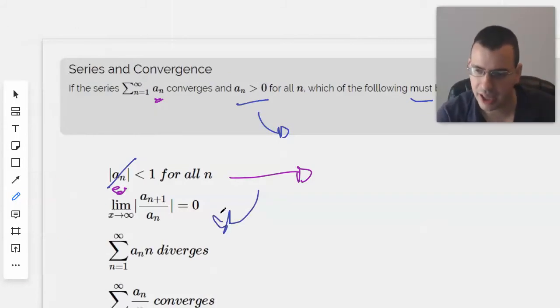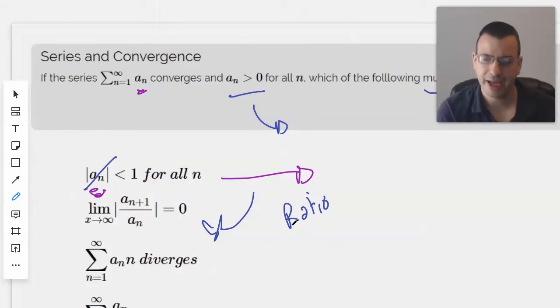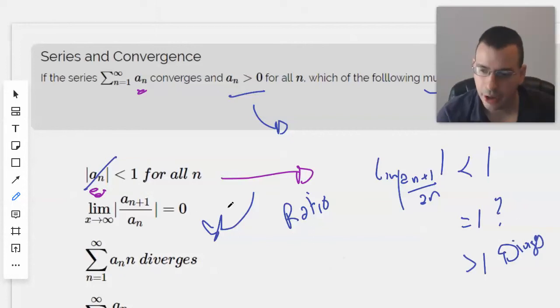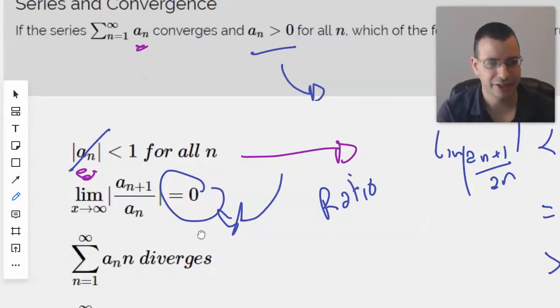Limit of a of n plus 1 over a of n goes to 0. This is talking about the ratio test. I don't usually talk too much about the ratio test, but the idea here is if you take the limit of a of n plus 1 over a of n in absolute value, and that ratio is less than 1, then it'll converge. If it equals 1, then you don't know, and if it's greater than 1, then it diverges. So it has nothing to do with 0. That doesn't even make sense.